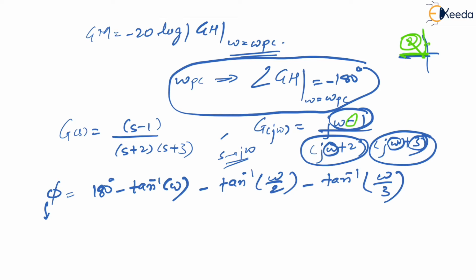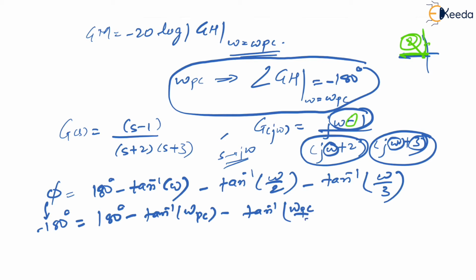Now we want the phase at minus 180 degrees, because at minus 180 degrees only I can replace omega by omega PC. So let me write down here minus 180 degrees. So I will have minus 180 degrees equal to 180 degrees minus tan inverse of omega PC minus tan inverse of omega PC by 2 minus tan inverse of omega PC by 3. Is that correct?